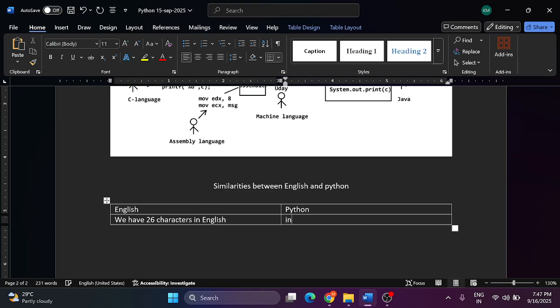But in Python we have 1,49,813 characters.